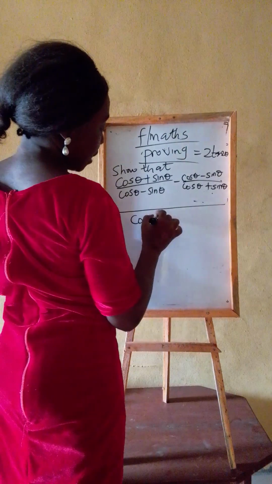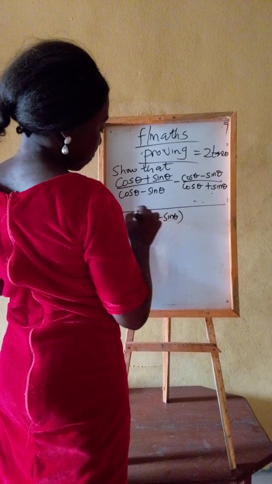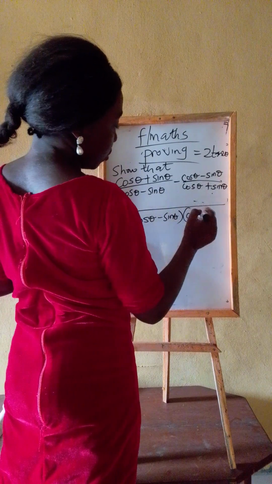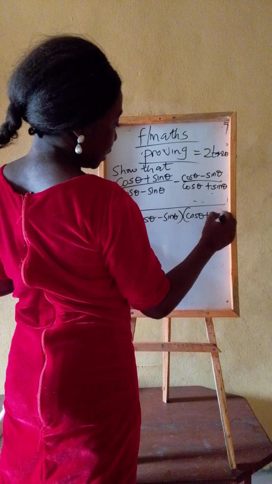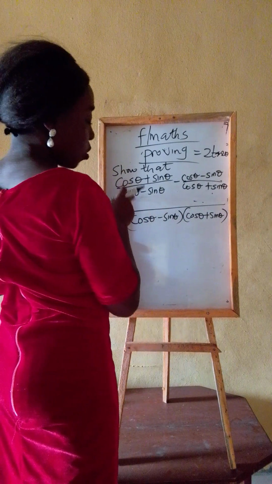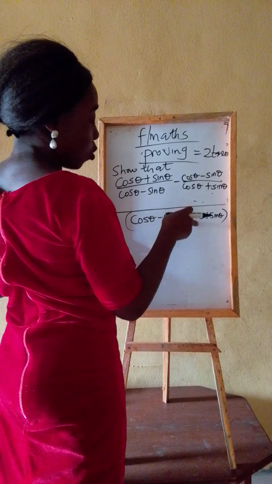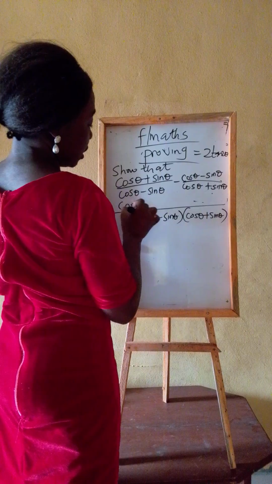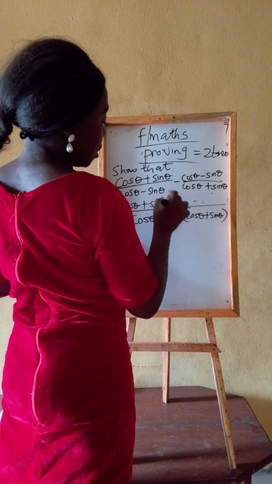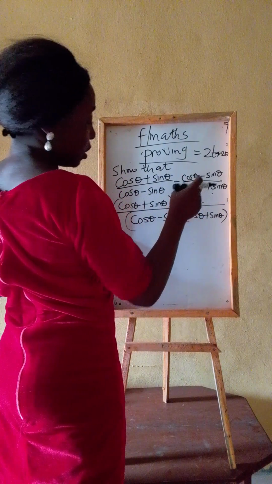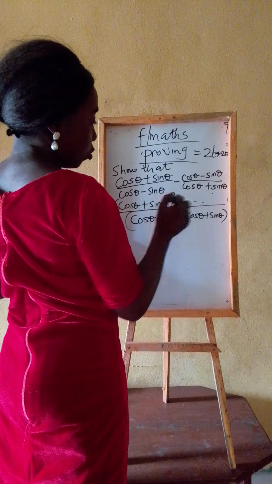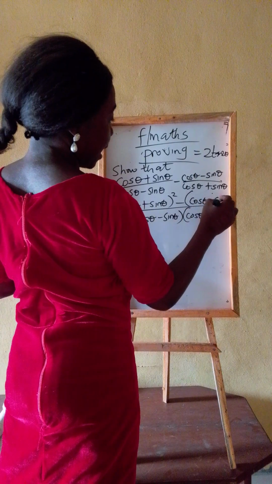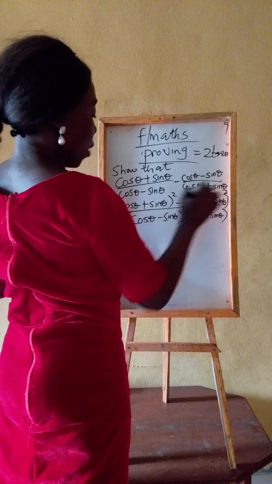We have cos theta minus sin theta. The LCM is this, plus sin theta. Cos theta minus sin theta, here we have cos theta plus sin theta. So multiply by this. This is cos theta plus sin theta squared, minus here. This is out. So you have this times this, so we have cos theta minus sin theta squared.